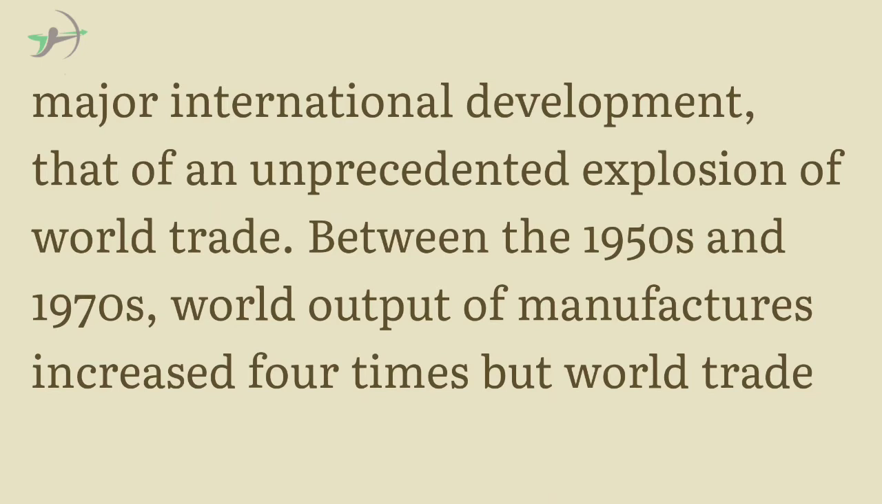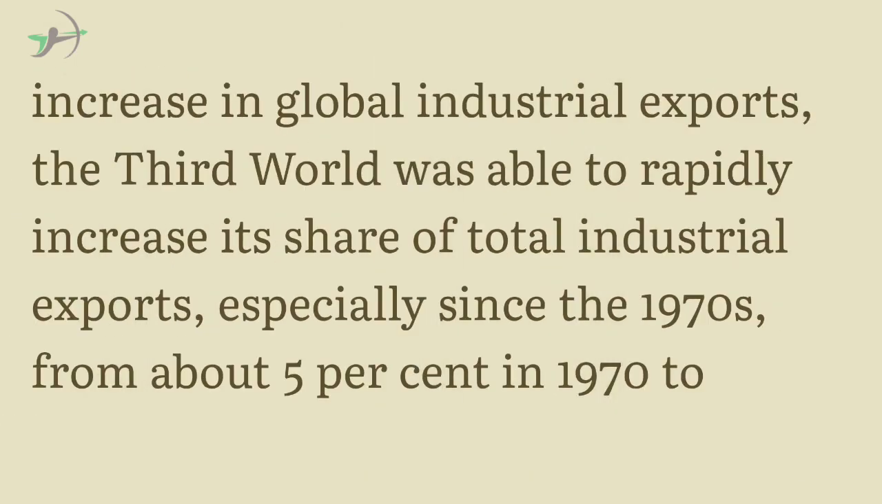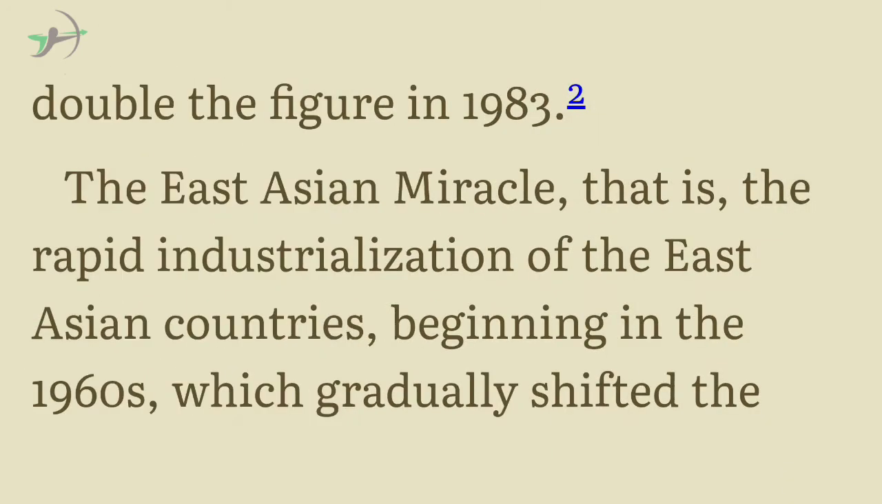Between the 1950s and 1970s, world output of manufactures increased 4 times but world trade in manufactures increased 10 times. The percentage of world produce that went for export doubled between 1965 and 1990. What is most significant is that while there was a massive increase in global industrial exports, the Third World was able to rapidly increase its share of total industrial exports, especially since the 1970s, from about 5% in 1970 to double the figure in 1983.